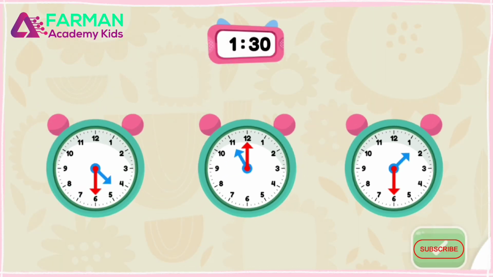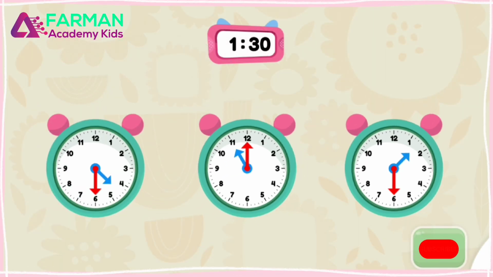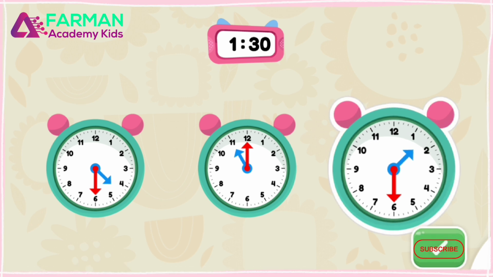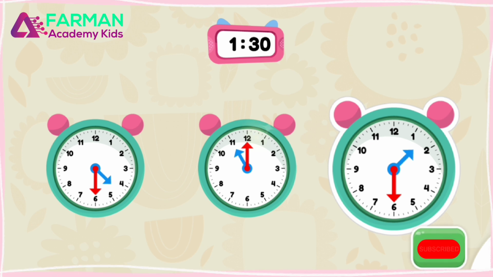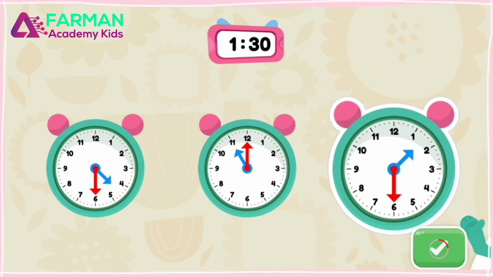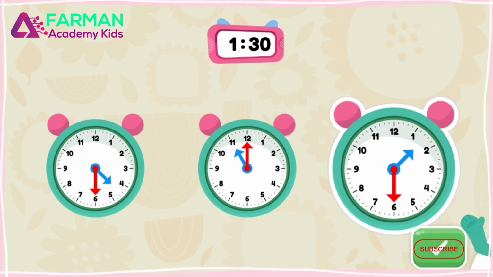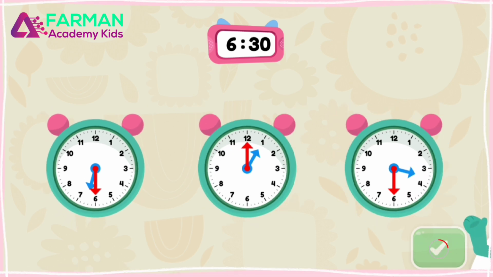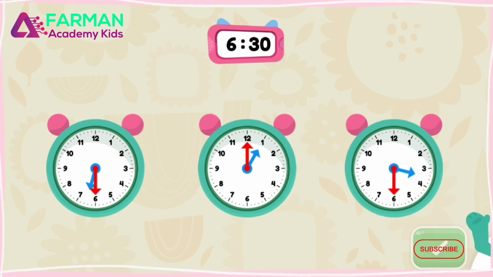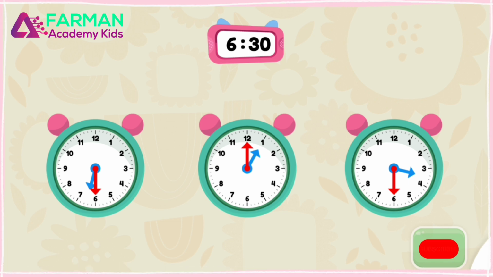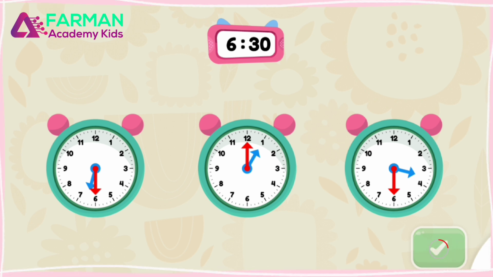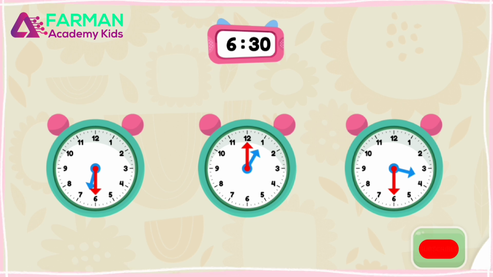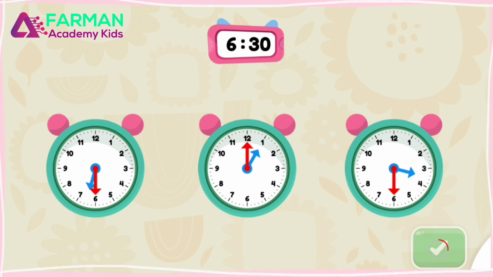Look at the time on the pink clock on top. Which green round clock says the same time? Yay! That clock shows 1:30. Tap the green clock that says the same time as the pink clock.